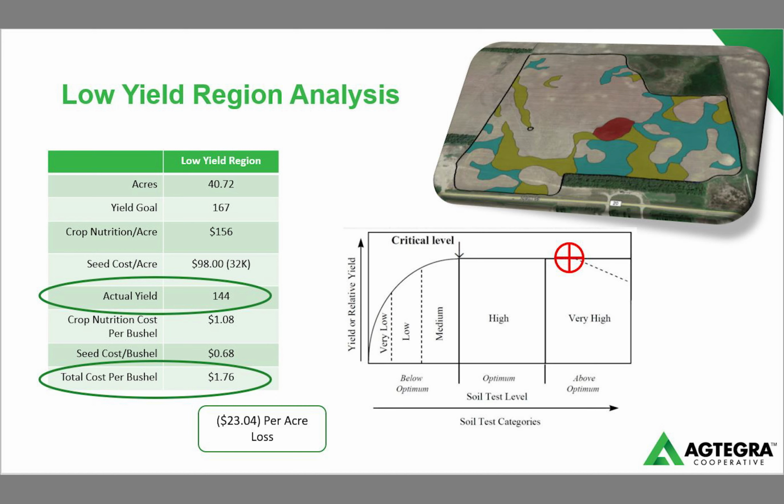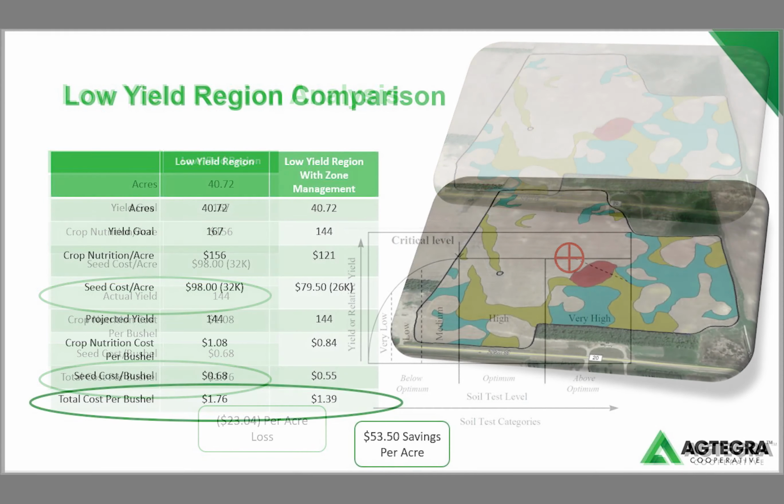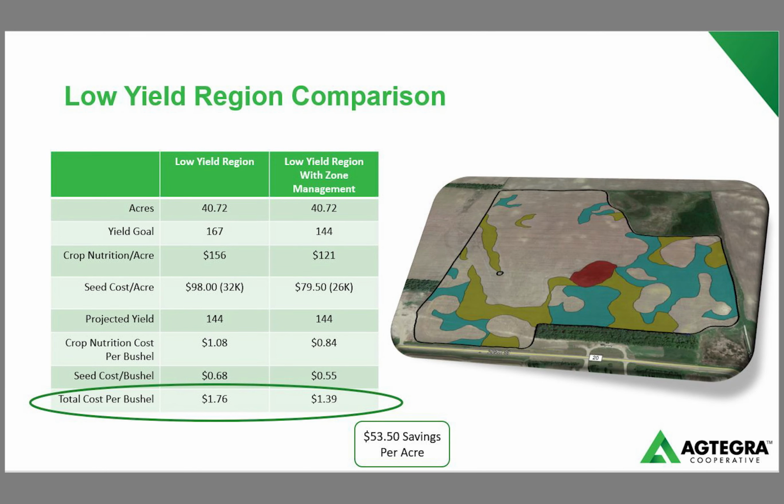So this raises our total cost per bushel up, right? Because we shot for a 167 bushel yield goal, we only harvested 147. So our new cost per bushel is $1.76. This is a $23 an acre loss on these acres. So let's look at that low yield region.